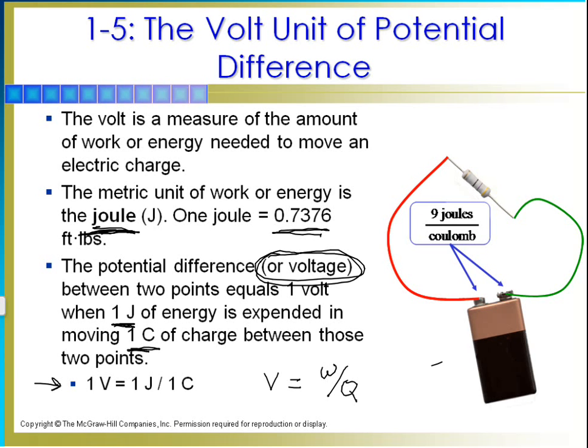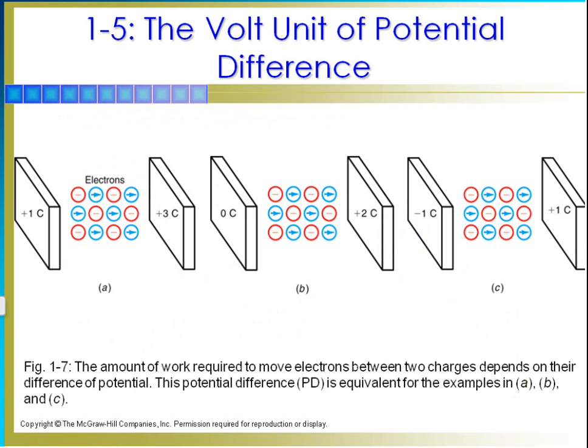So a 9-volt battery, as shown here, has the potential of expending 9 joules of energy per coulomb of charge moved. And that's voltage. The ability to expend energy moving a charge. Now, how do we get potential difference? Or what is potential difference? Does the kind of charge or the amount of charge matter?